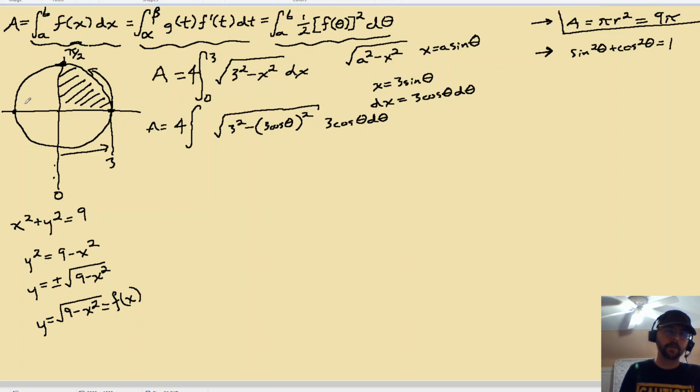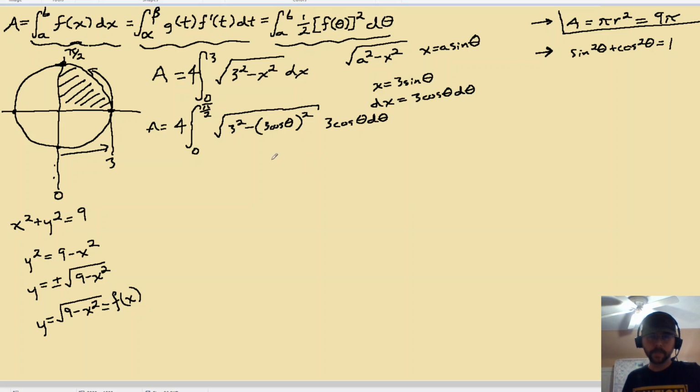This one is pi, which we're not making it that far. And this one is 3 pi over 2, and 2 pi. The farthest we make it in theta is pi over 2. So for our new bounds, we're going from 0 to pi over 2.